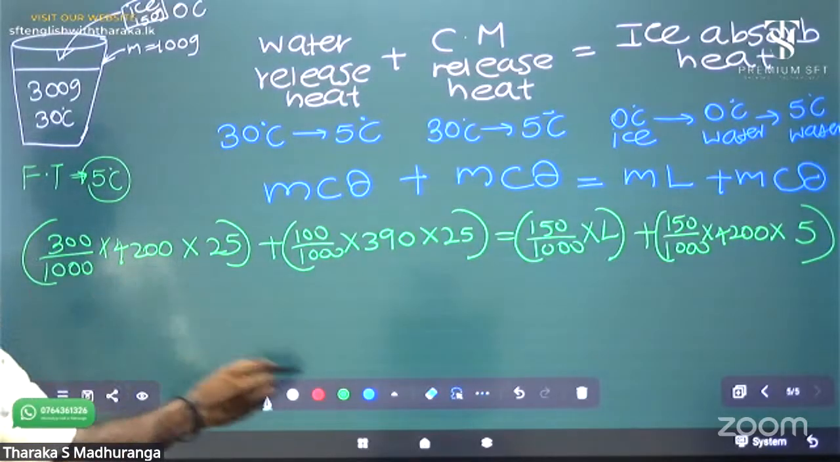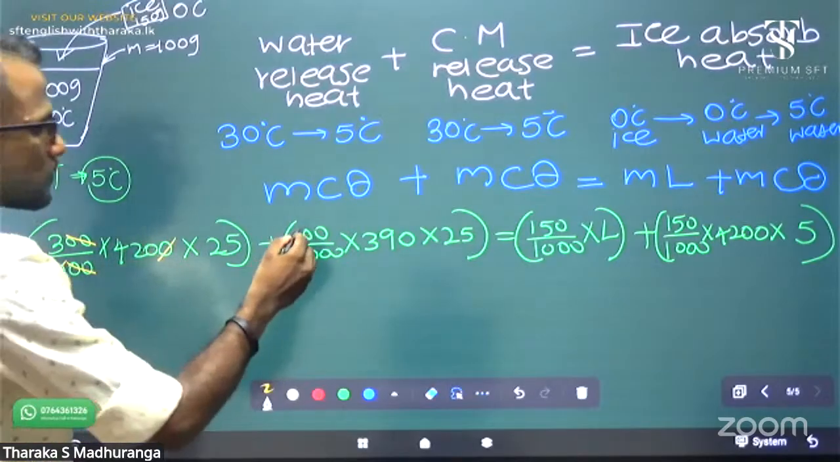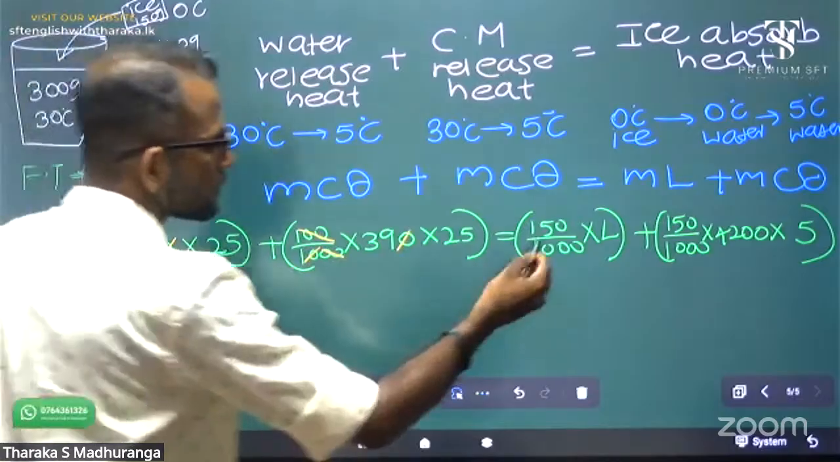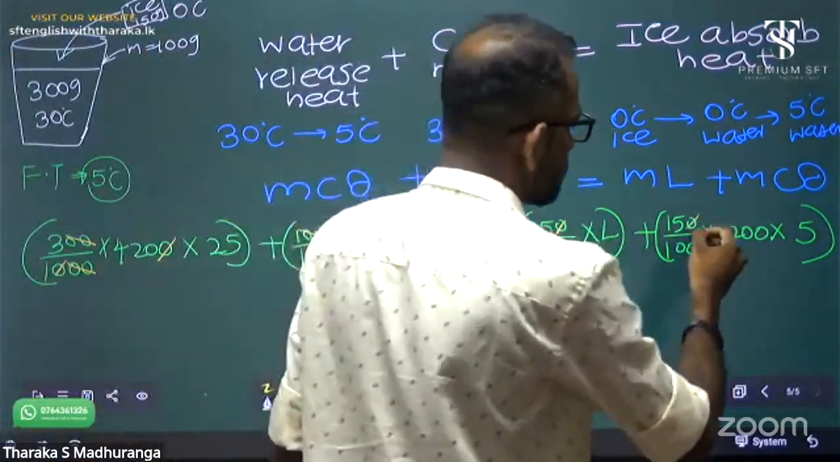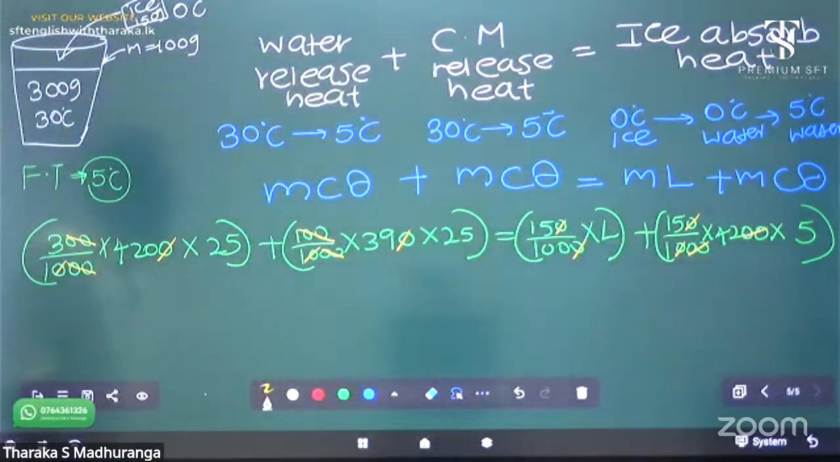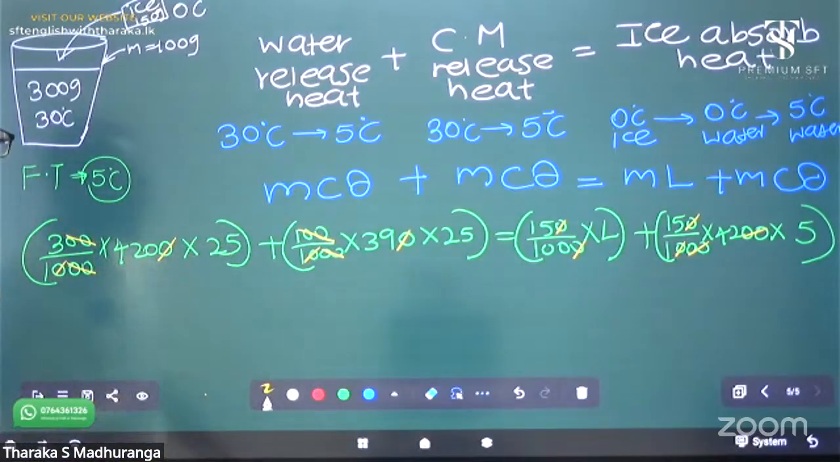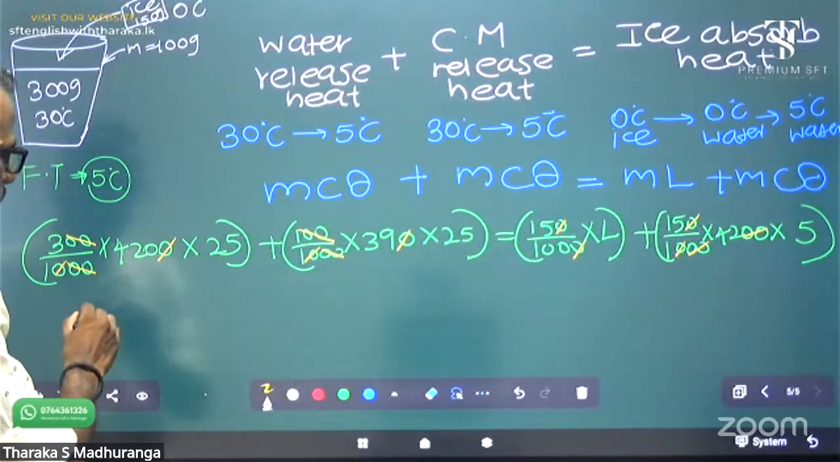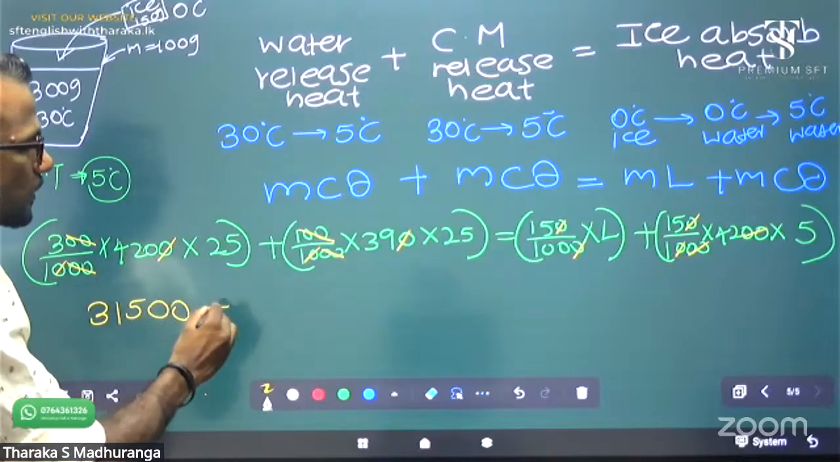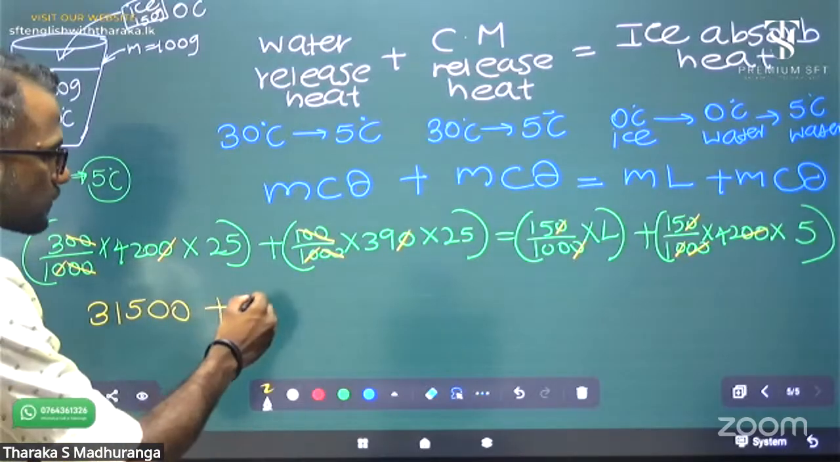Now 20 and 20 cancel, 0 and 0 cancel. Hurry. Now get the values first. 42 into 3 into 25, that gives 31,500. Plus 39 into 25, that is 975.